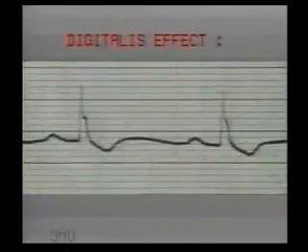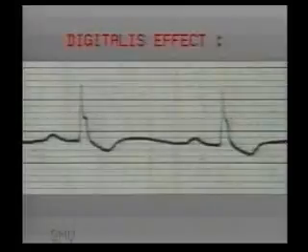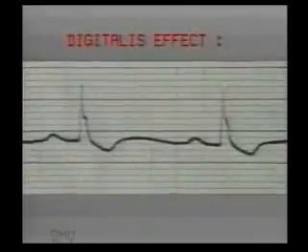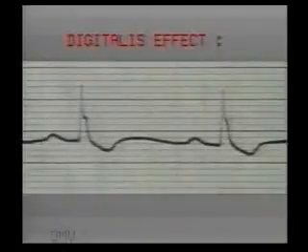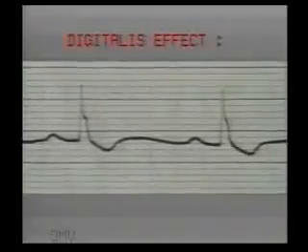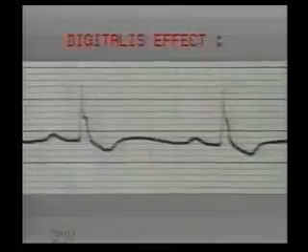This is another ECG with a rate of 58 per minute. Note the prolonged PR interval to 6 small squares and ST segment depression like a mirror image of correction mark. This is digitalis toxicity causing bradycardia.